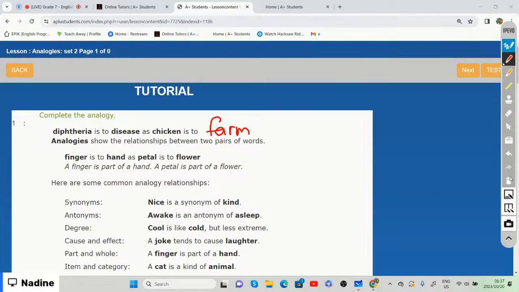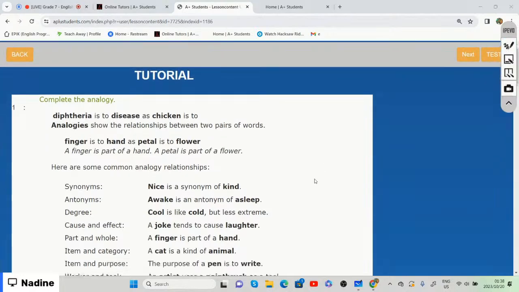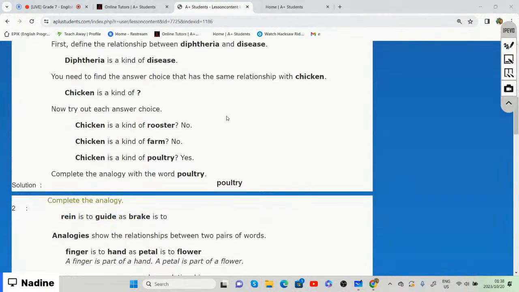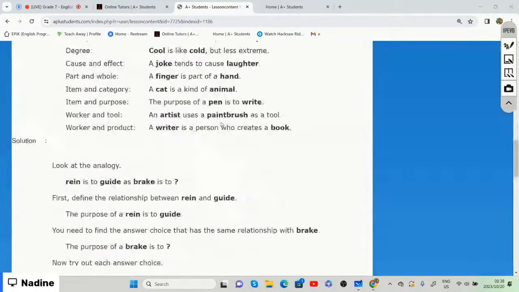So diphtheria is to disease, just as we can see. Okay, chickens are on the farm, but chickens is to poultry. Sorry. So poultry is the correct one, right? Because if we even look at the different types of farming, right? Poultry farming includes chickens. So poultry was actually the correct one.